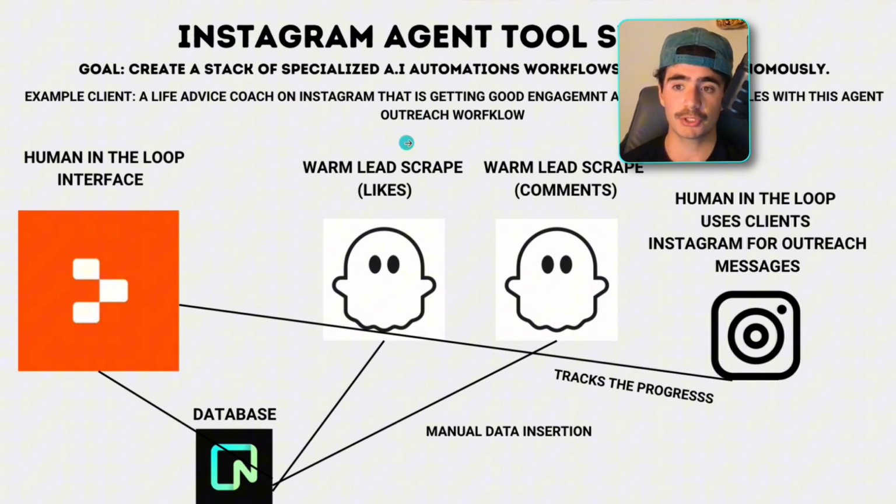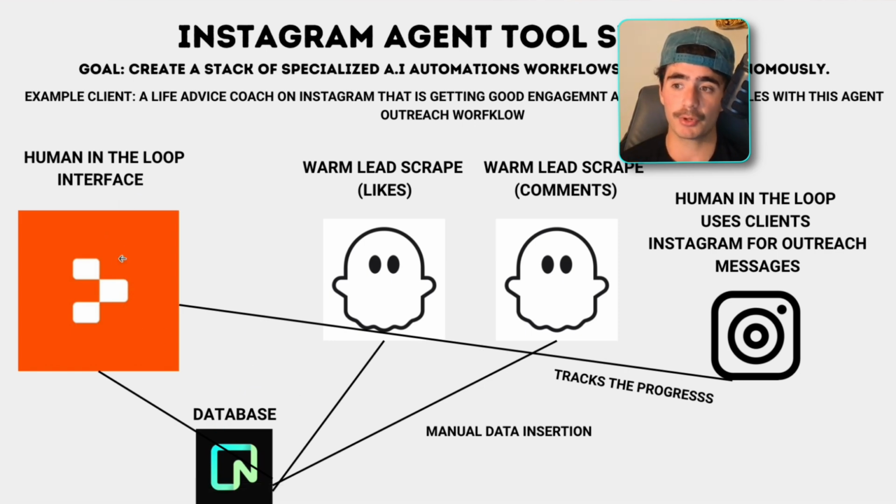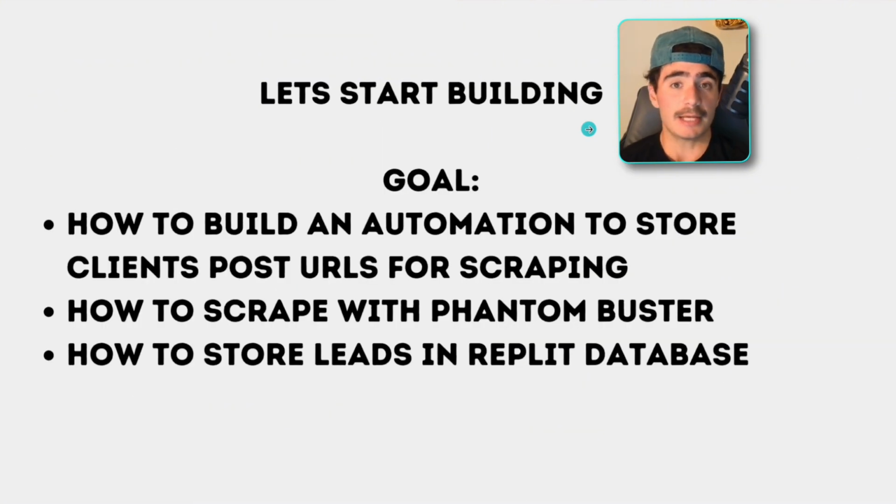We use Phantom Buster to separate the like scrape and the comment scrape. And so we funnel both of these lists every single week into the database. And this database also interacts with the Replit dashboard, which is what the human interacts with. So they send the messages on Instagram, but then they track the progression on Replit. And so let's say they send a message here, then they'll go click the button message sent. Then they'll do the next one, so on and so forth, so that we can track their progression. So guys, let's get started.